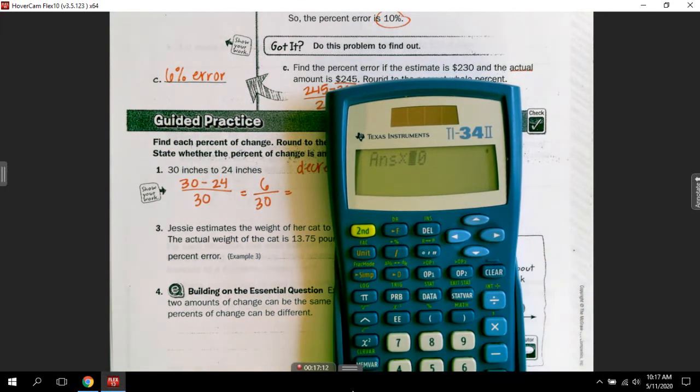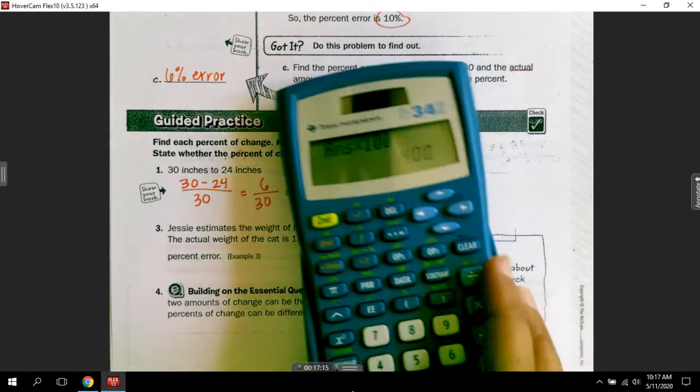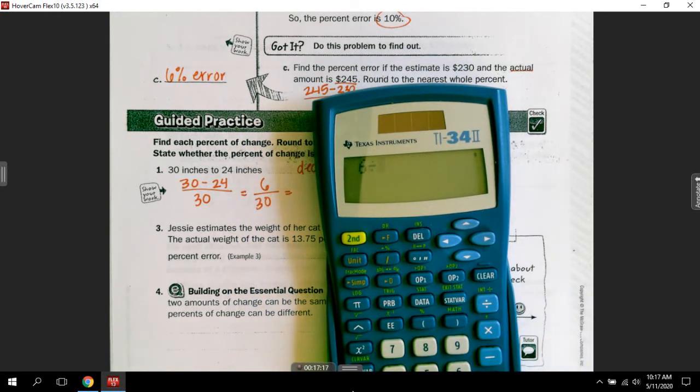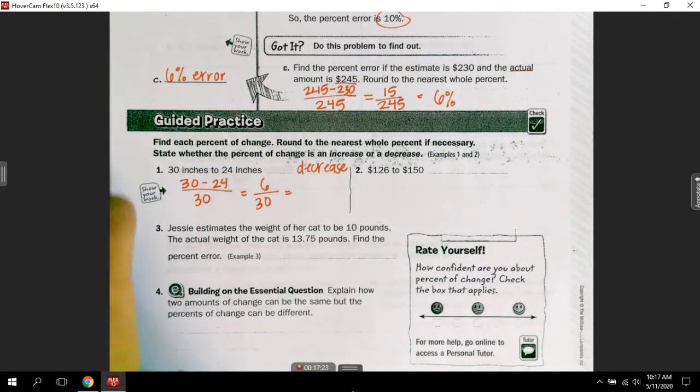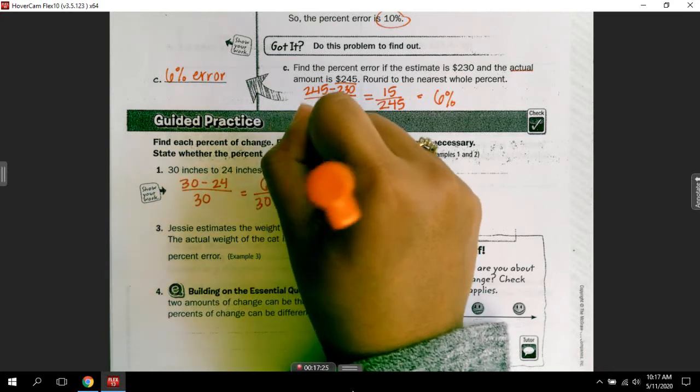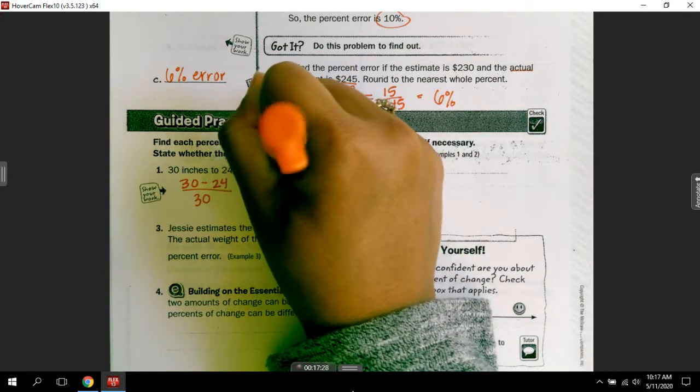Whoops, not times 20, times 100. 6 divided by 30 times 100. There we go. This would be 20%. Okay. So this is a 20% decrease.